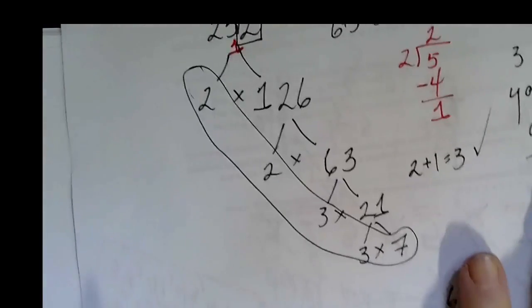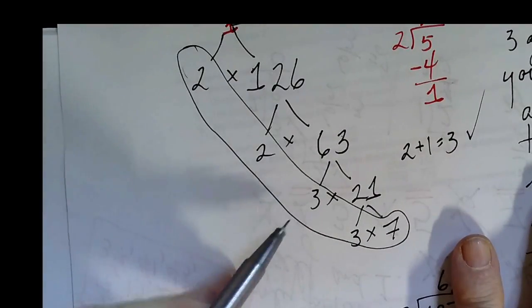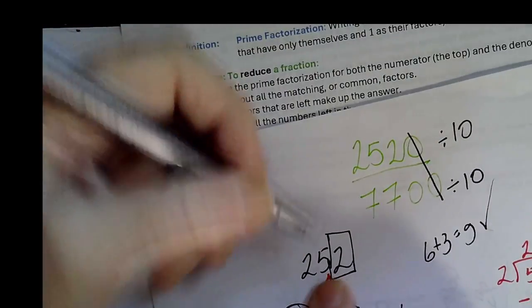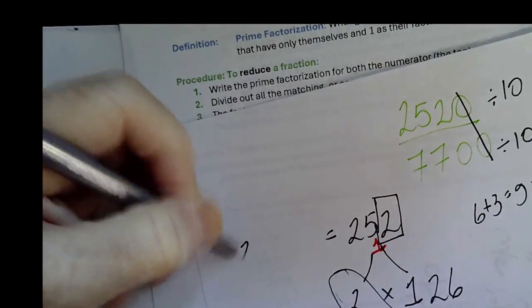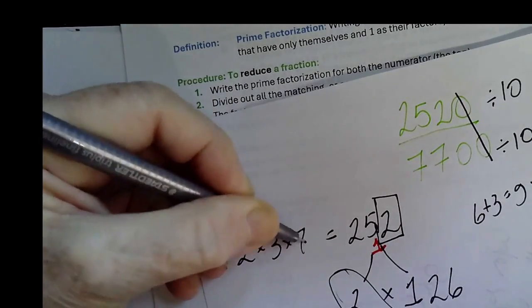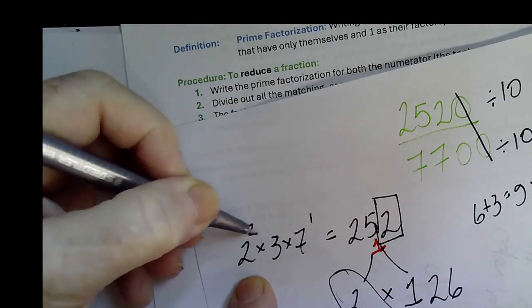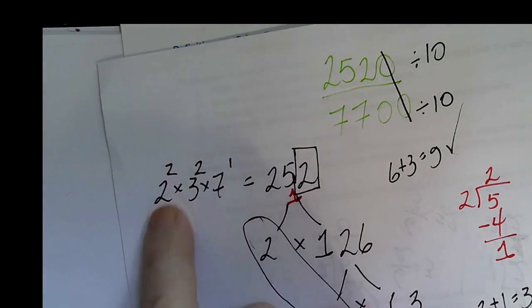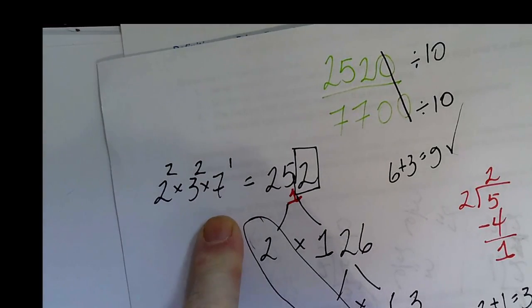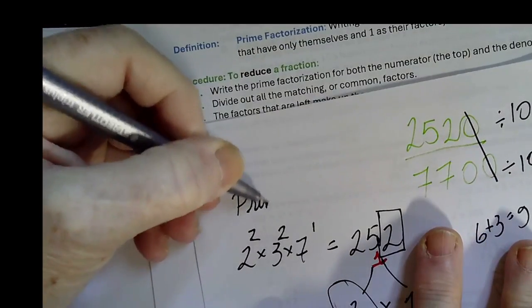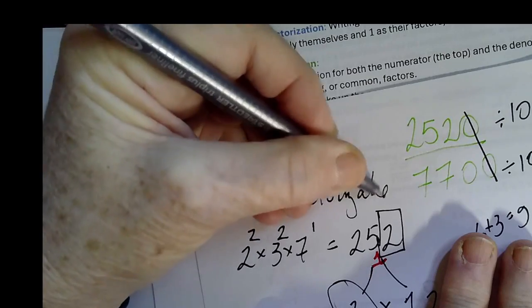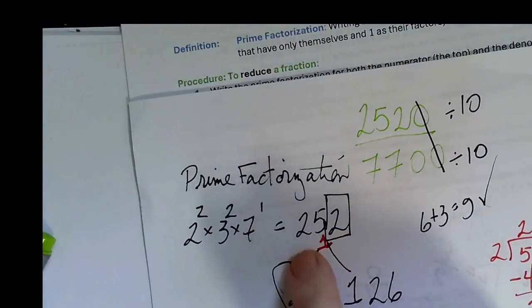Now let's gather them. We had 1 7, 2 2s, and 2 3s. So 252 is 2 times 2 times 3 times 3 times 7. So 2 squared times 3 squared times 7 is the prime factorization of 252.